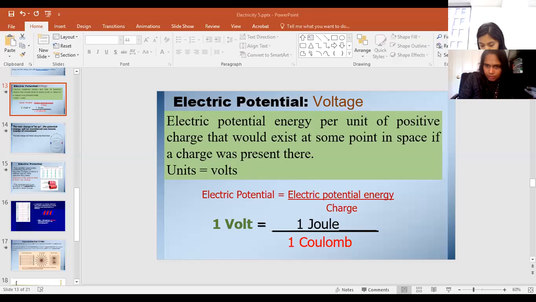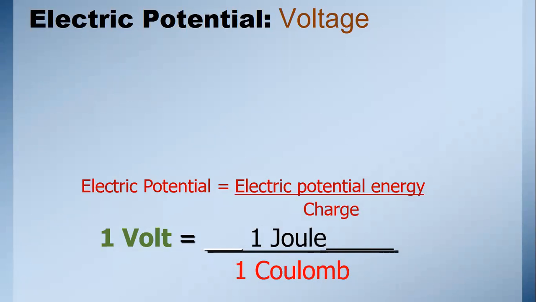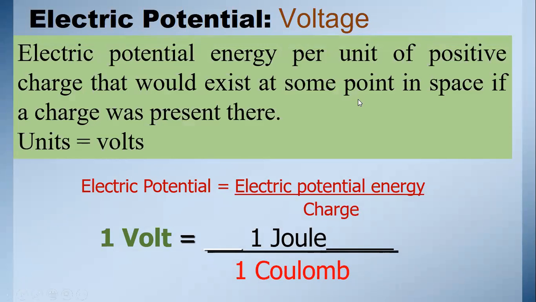All right, so we talked about the voltage, but what is it really? Voltage is also called the electric potential. Electric potential is the energy per unit of positive charge that would exist at some point in space if a charge was present there.